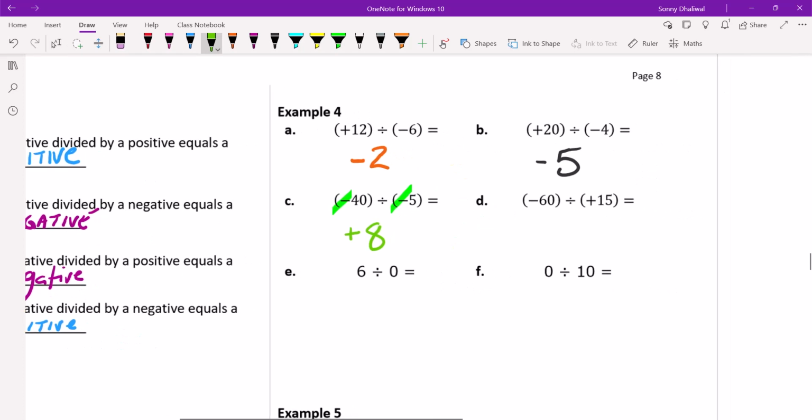Okay. We have 60 divided by 15. What do we have? How many times does 15 fit in? Ooh, good. 4. And we have a negative divided by a positive. What do we get? Negative. Awesome.